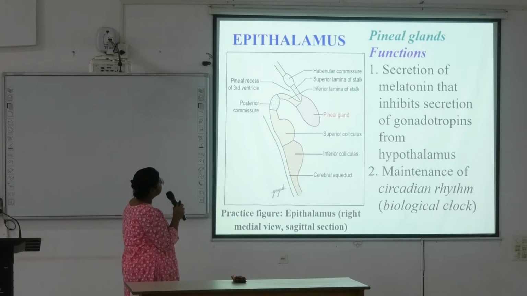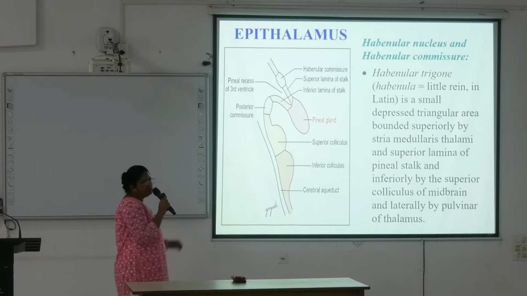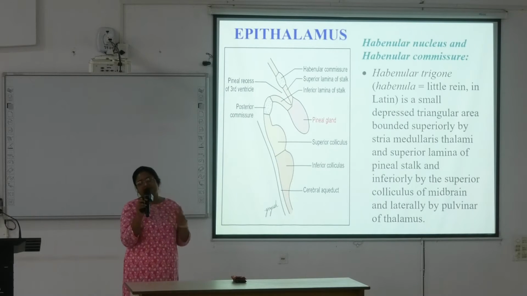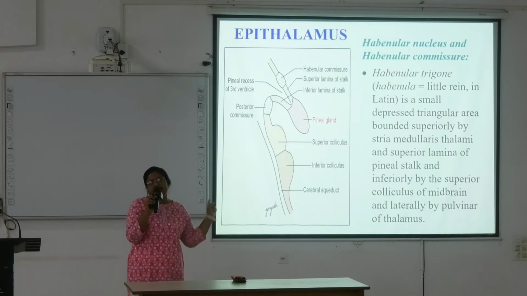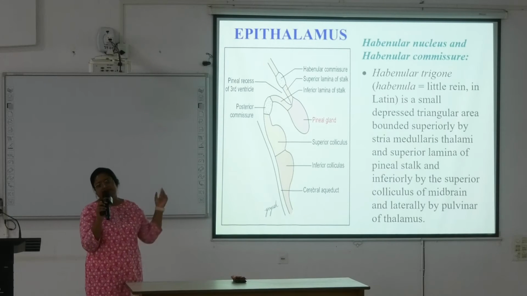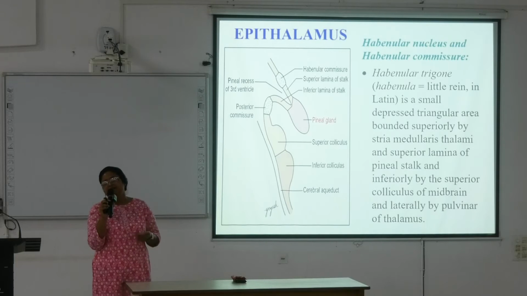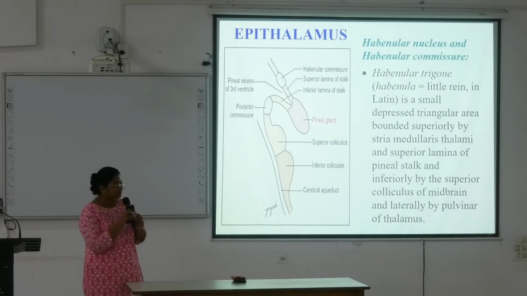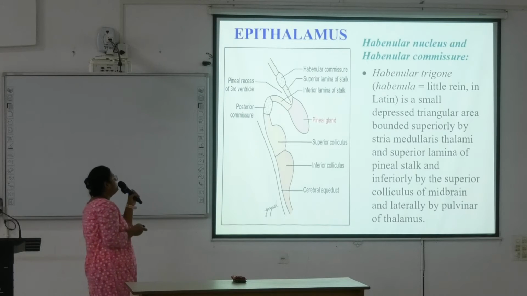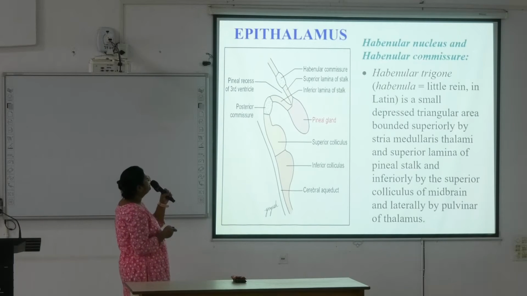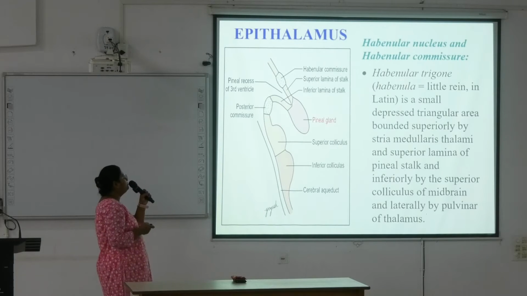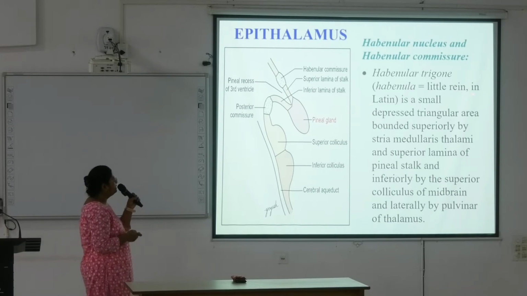It is said the pineal gland is considered the third eye. It helps in our sleep-awake cycle. The melatonin hormone helps in the sleep-awake cycle. Next, we go to the habenular nuclei and habenular commissure. Habenular trigone. Habenular means little rein in Latin.